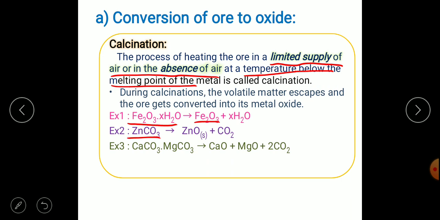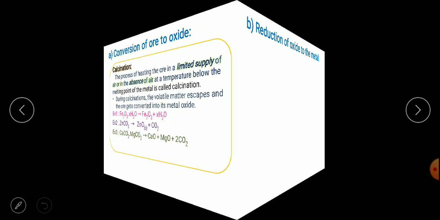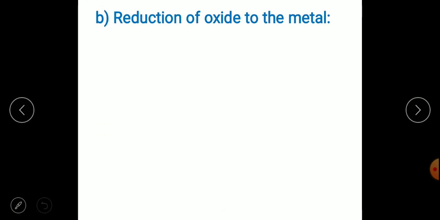Then zinc carbonate can be converted with a limited supply of air in order to form zinc oxide. Calcium carbonate and magnesium carbonate are converted into calcium oxide and magnesium oxide. Here you can observe these are the volatile compounds, carbon dioxide and water molecule, so they are going to escape out easily. So this is the conversion. Here the conversion is done. First, conversion of concentrated ore into oxide. So the next method is reduction of oxide into metal.